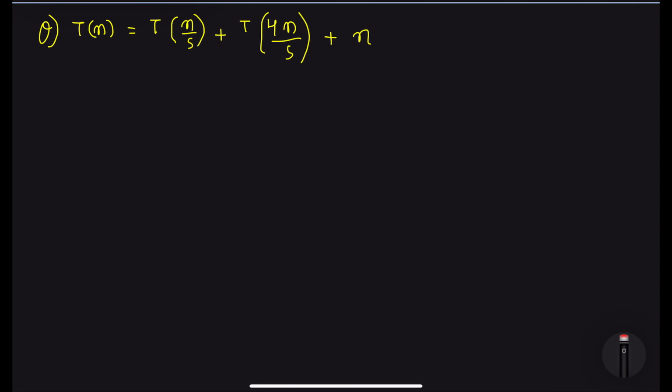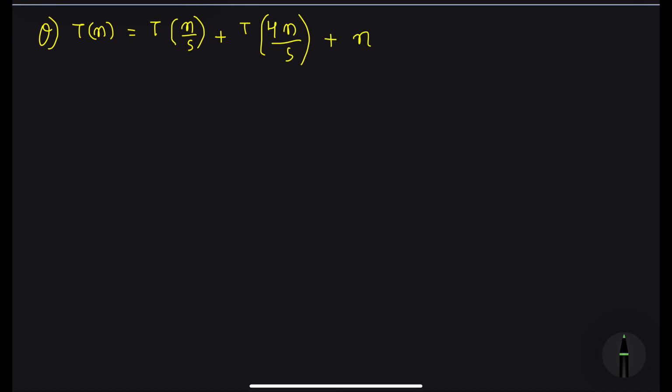So we will be going to solve a few examples on the recursive tree method. Let's look at our first example. Here we have the function T(n) = T(n/5) + T(4n/5) + n. This function has two recursive calls, which are T(n/5) and T(4n/5), and at each function call, n units of time are consumed.